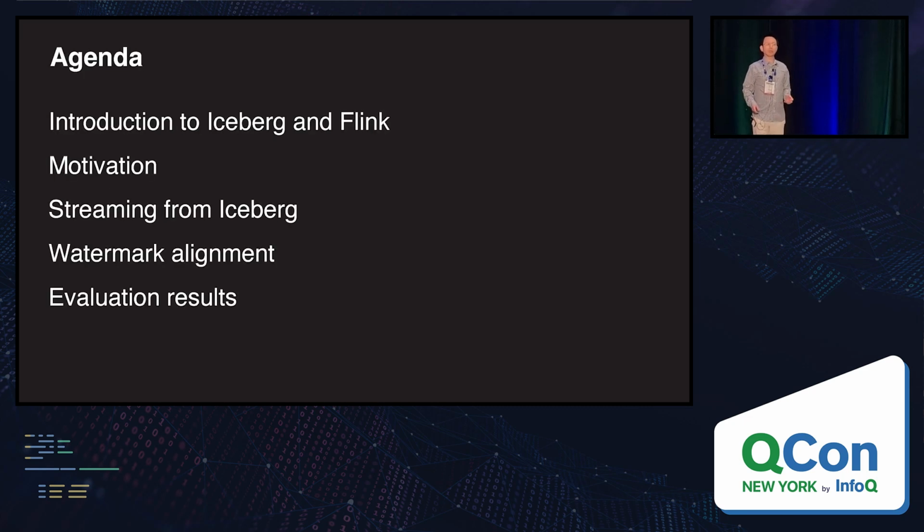I'll first give a quick introduction about Apache Iceberg and Apache Flink. Then we'll look at some of the motivation why we're thinking about using Apache Iceberg as a streaming source. Next, we'll talk about high-level design of the Iceberg streaming source and some of the benefits it brings in. After that, we're going to dive deeper into the Flink watermark alignment and how it works in the Iceberg streaming source. And finally, we're going to look at the evaluation results.